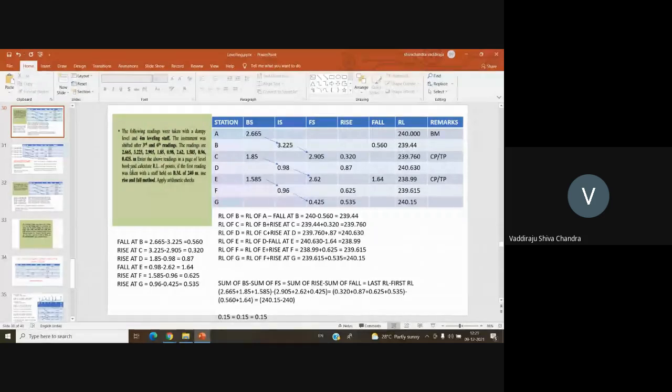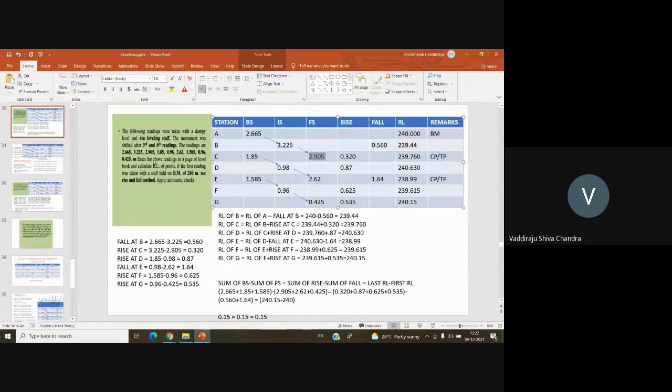So these are the readings given: 2.665, 3.225, 2.905, 1.85, 0.98, 2.62, 1.585, 0.96, 1.425. We are also given the RL of the benchmark as 240 meters. The first reading by default is the backsight, so I'll copy the first reading in the backsight column. The second reading is the intermediate sight. The third reading is the foresight, because the instrument is shifted after the third reading. So I'm copying 2.905 in the foresight column.